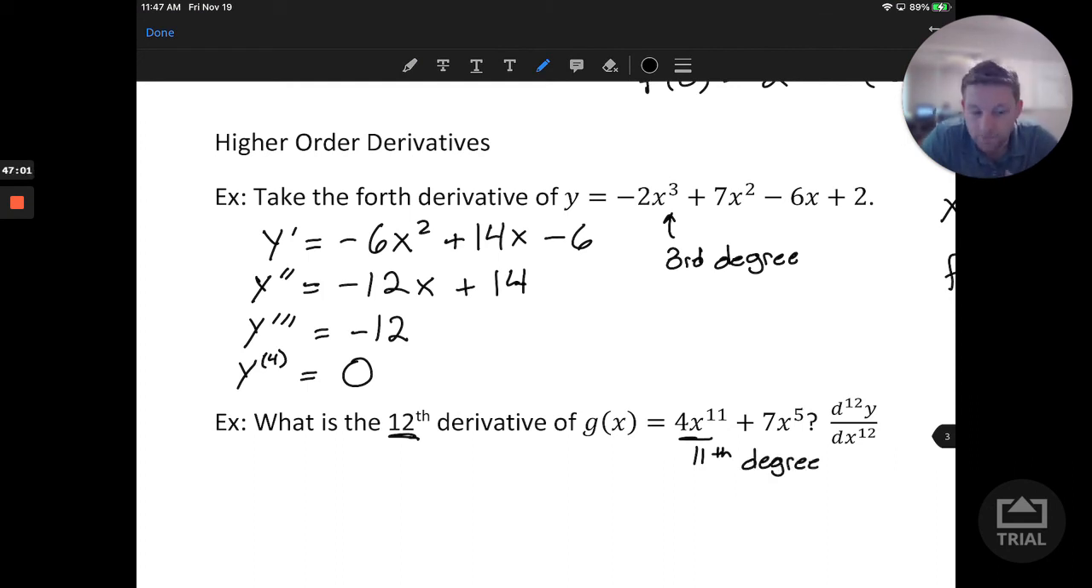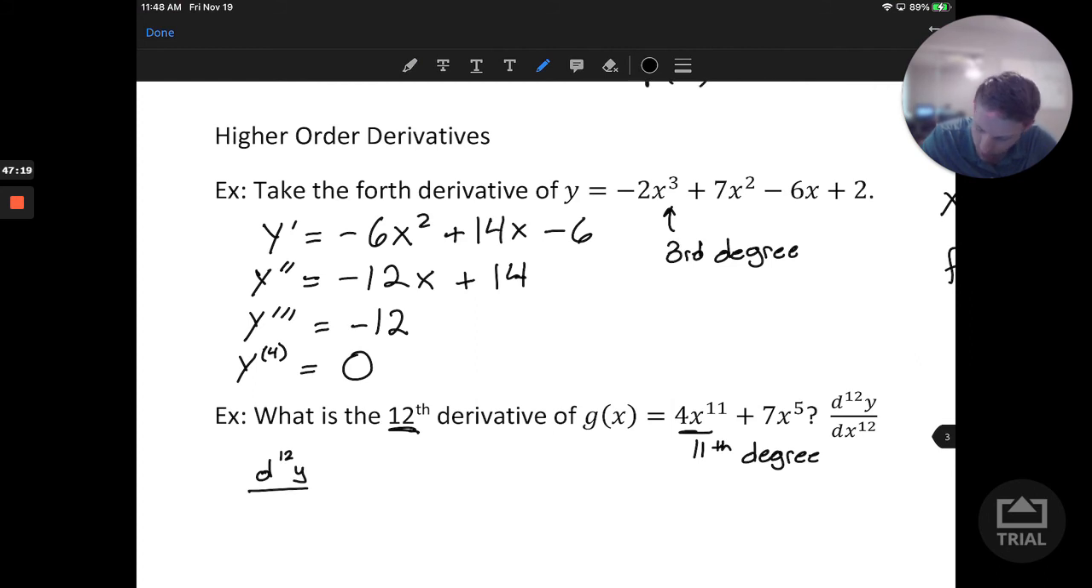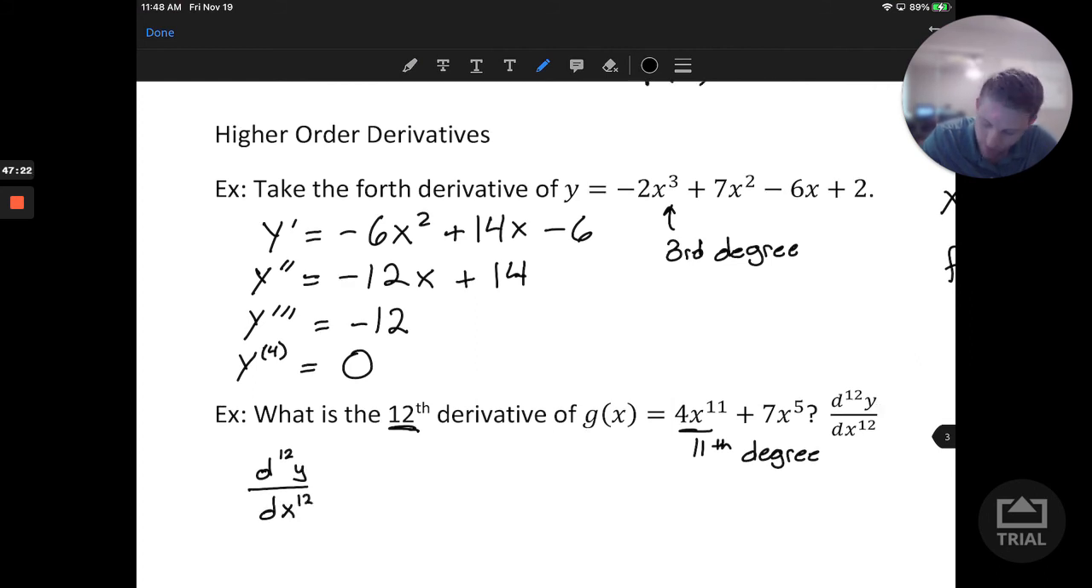Well, probably just exactly what you think here. We could say that this 11th degree polynomial would become 0 after taking its 12th derivative. So another notation we use is the d notation. So d^12y over dx^12, that would be the 12th derivative in d notation. We'd say that's going to be equal to 0. Or again, if we wanted to use the y notation, y parenthesis 12, that would also be a 12th derivative. Again, for this case, that would be 0.